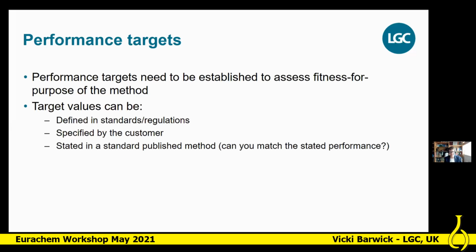It might be stated in a standard published method. So if you're using a published method, perhaps either unmodified, or maybe even if you have made some modifications to it, that gives you an indication of what should be achievable. So it's quite common to have criteria specified, particularly around precision, possibly capability of detection. So again, that gives you something to try to judge your performance against.